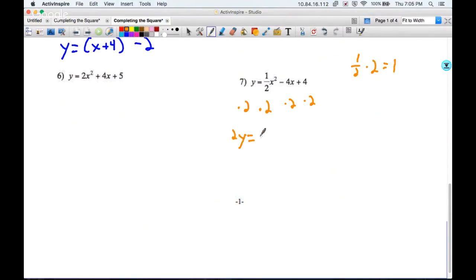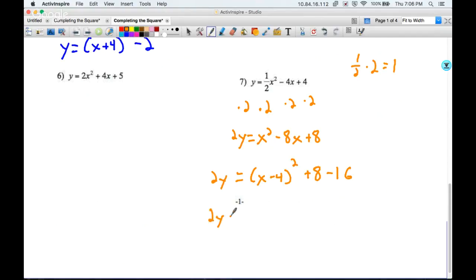Now I get 2y equals x squared minus 8x plus 8. Now I can complete the square on this side. I get x minus 4, it's always half of that b value. Keep the plus 8, and then we'll subtract away 16, because our extra is always going to be this value squared. So we always have to subtract away this value squared. That's kind of a shortcut. I still want to see the scratch work on your paper so that I know where that minus 16 is coming from.